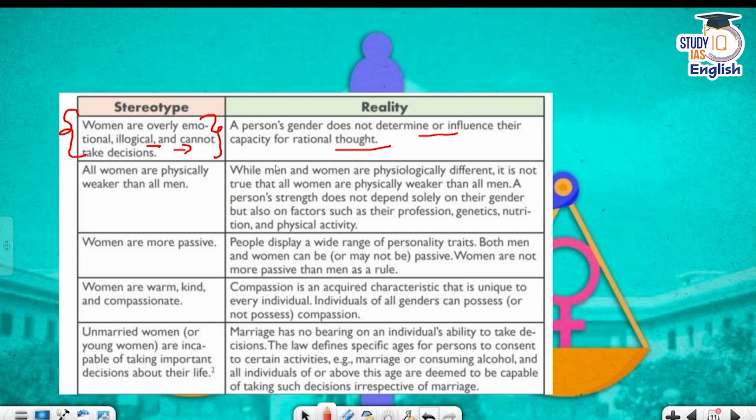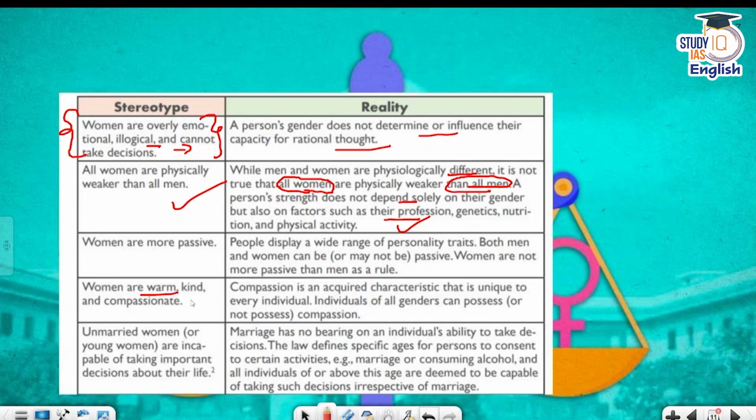All women are physically weaker than all men. While men and women are physiologically different, that is very true, it is not true that all women are physically weaker than all men. This is a stereotype. A person's strength doesn't depend solely on their gender, but also other factors such as profession, genetics, nutrition, physical activity.